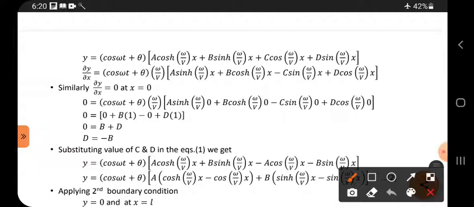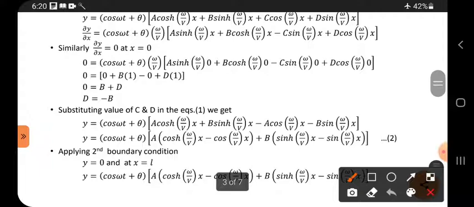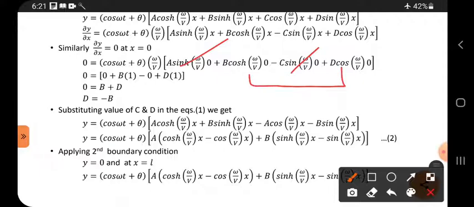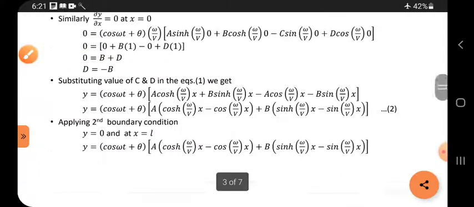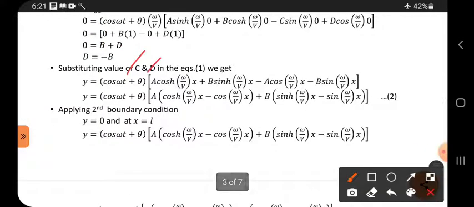Now for the boundary conditions, in the place of y we put 0, and wherever we have x, we put 0. The cos term is 1 and the sin term is 0, so only two terms remain: b into 1 and d into 1, so b plus d remains. Keeping d on this side and bringing b over, it becomes minus, so d equals minus b. Now substitute the c and d values in equation 1.